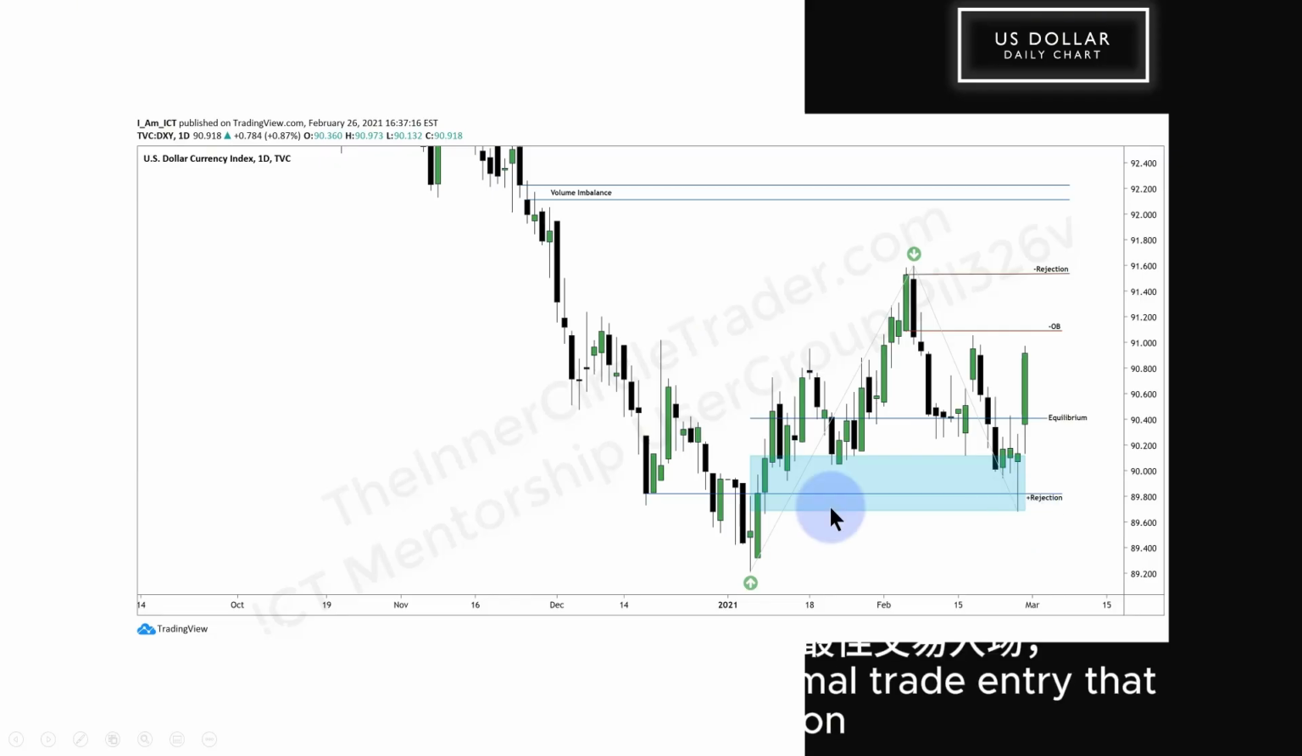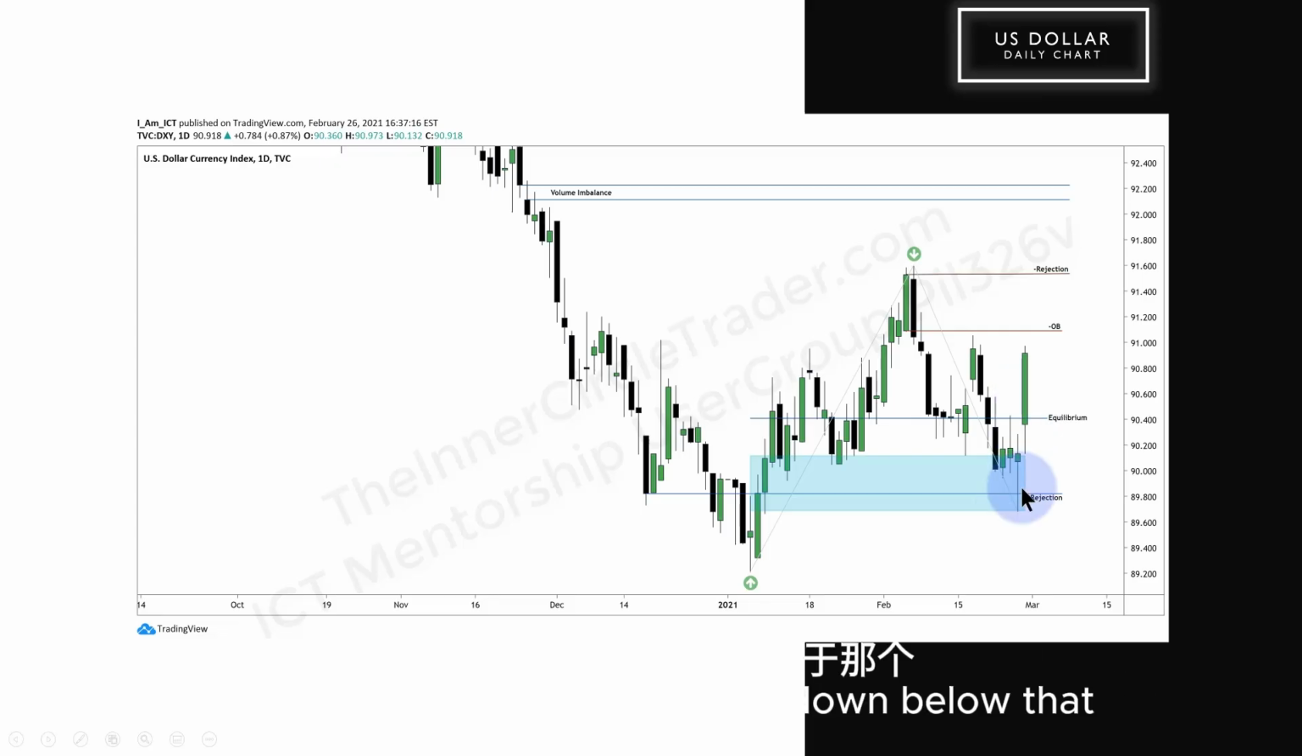Okay, so this would be like the typical optimal trade entry that you learned about on my YouTube channel in the free lessons. We did not want to see it trade down below that rejection block and go back higher, because if it did, well, this is what we would expect. And it's interesting to see how it delivered like that, isn't it? It's almost like we know what we're talking about around here.